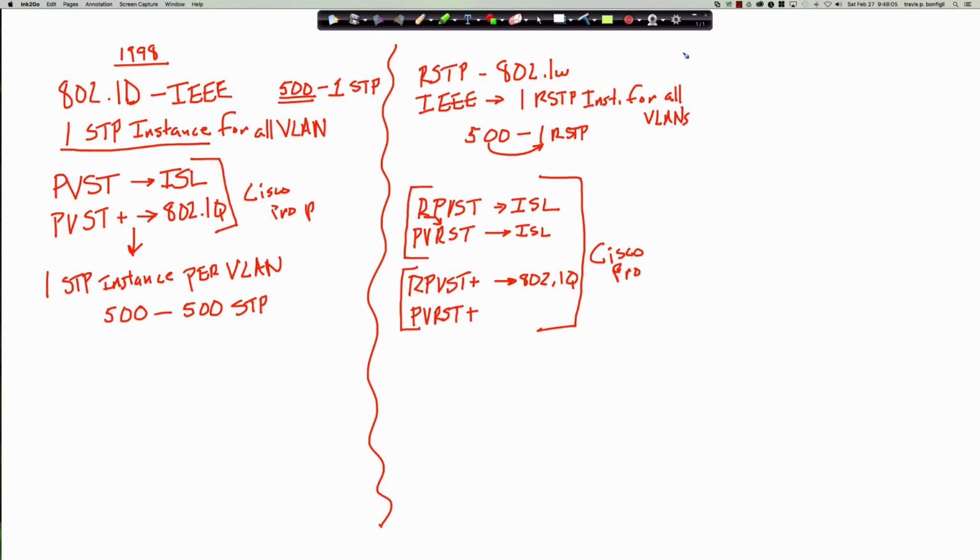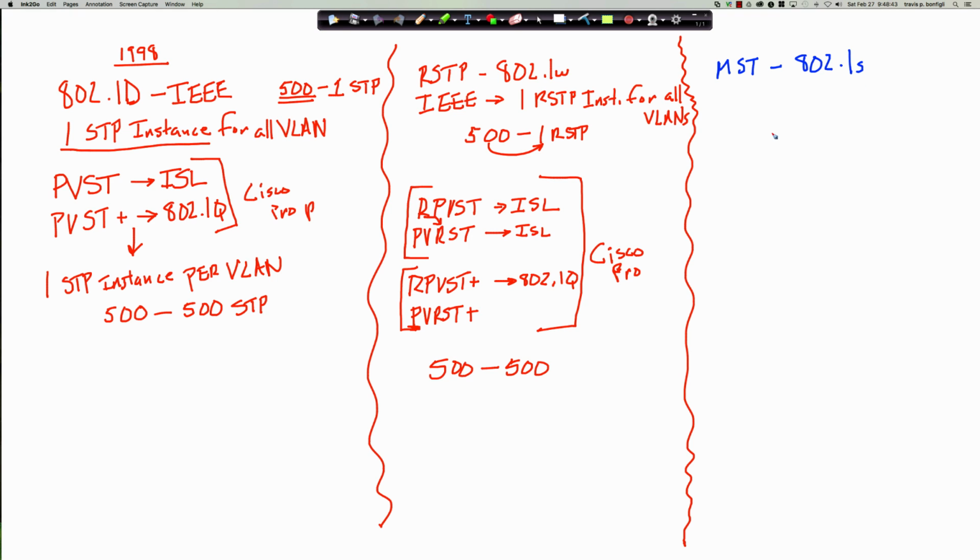All right. So again, Cisco said if we've got 500 VLANs, I'm going to have 500 instances of spanning tree. There is going to be one instance of spanning tree per VLAN. And so you can see it's like from one extreme to the other. And so now that brings us to our conversation about multiple spanning tree, or multiple spanning tree protocol, MSTP, which is what we're focused on this week, where when we talk about multiple spanning tree, we're talking about 802.1s, as in Sam.